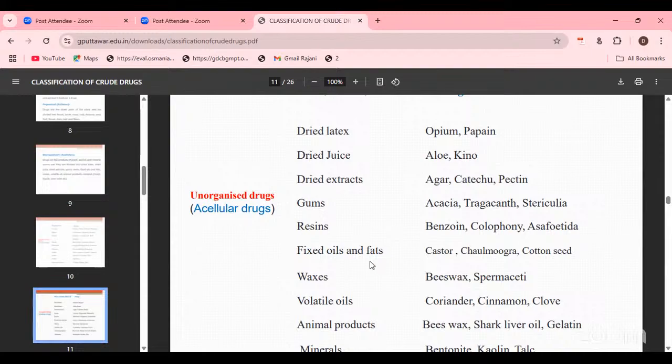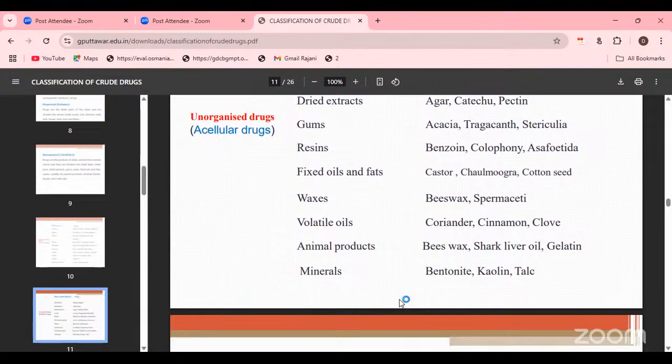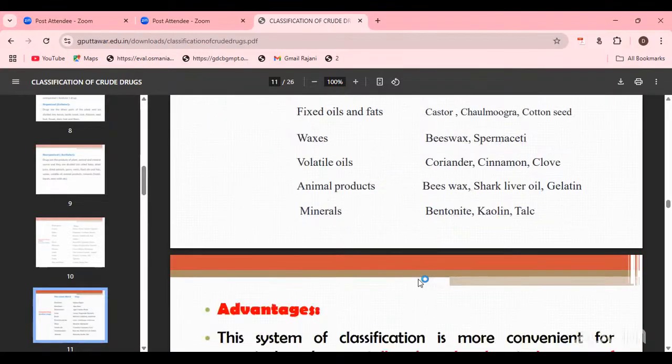Fixed oils and fats: castor oil, chaulmoogra, cotton seeds are the fixed oils and fats. Next, beeswax and spermaceti are the waxes. Volatile oils: coriander volatile oil, cinnamon and clove are the volatile oils. Next, animal products: beeswax, shark liver oil, gelatin are the animal products. Minerals: bentonite, kaolin, and talc are the minerals.